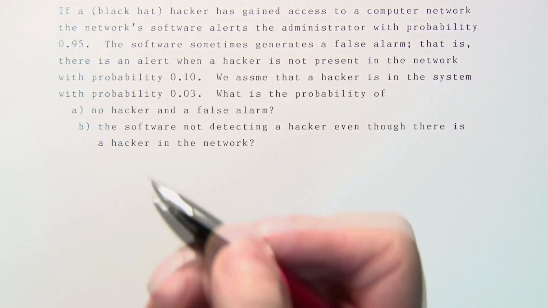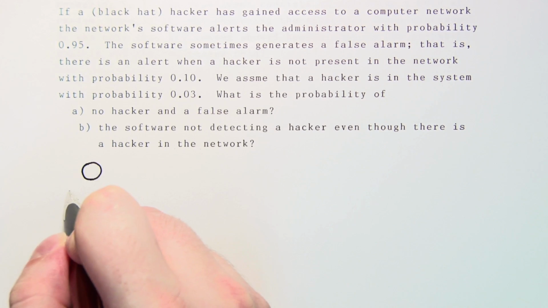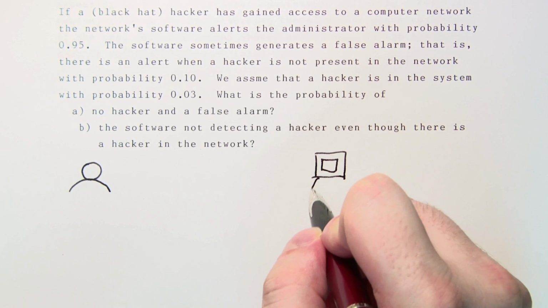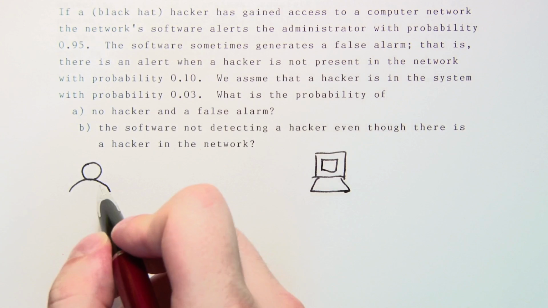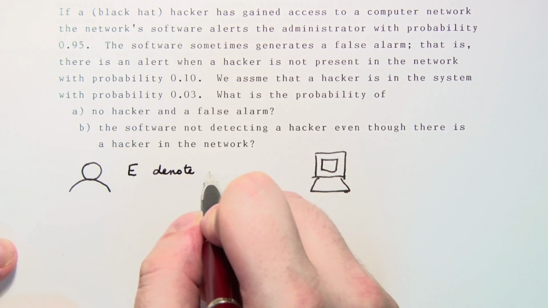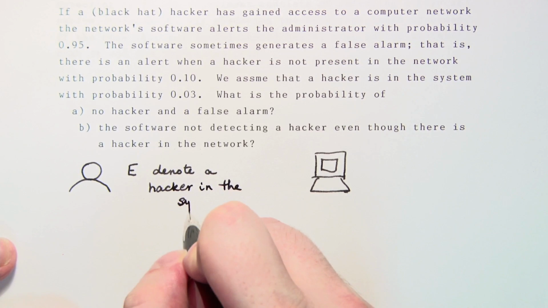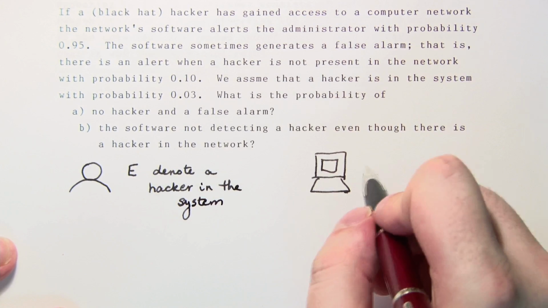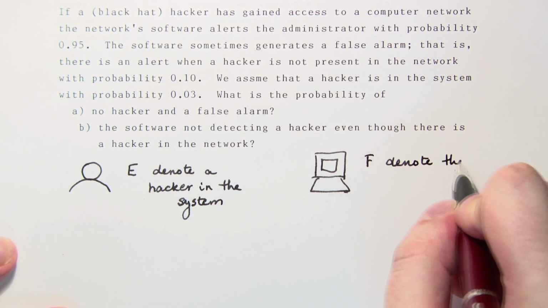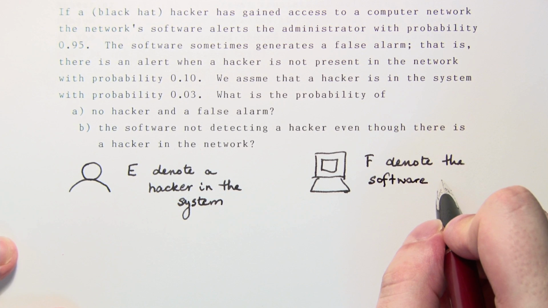So there's two things going on. There is the hacker that could be in there, and then I have the software that's going to generate me the alert. So what I'm going to do is let E denote a hacker in the system, and I'm going to let F denote the software generates an alert.